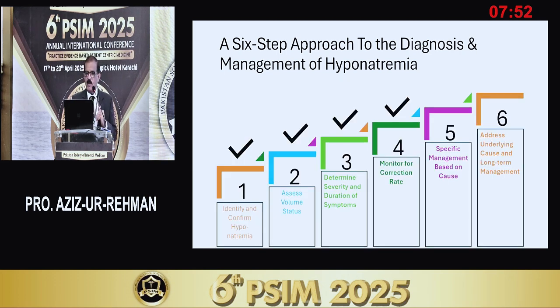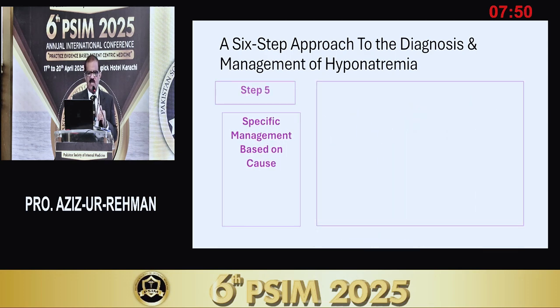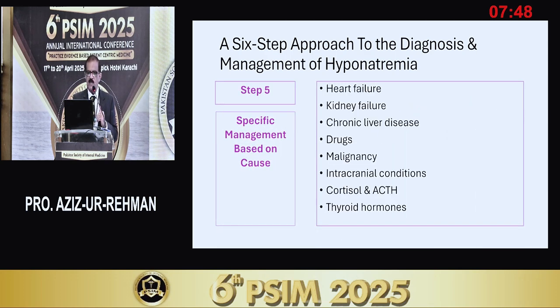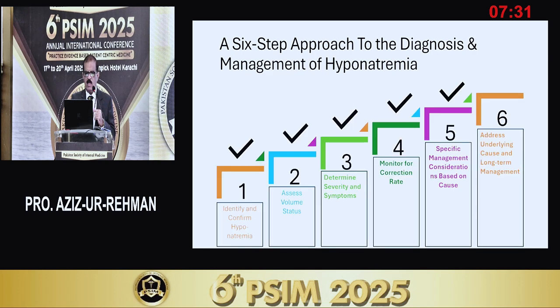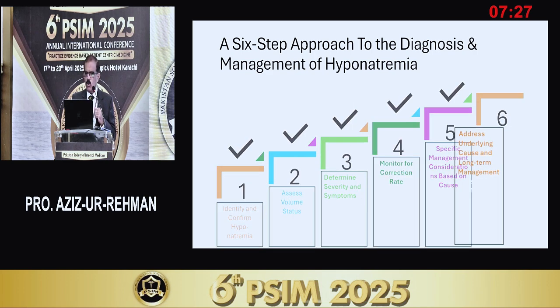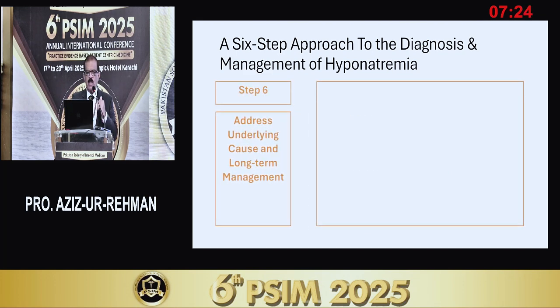So I think we were coming to the end of my presentation. Then specific management based on the cause. If it is heart failure, kidney disease, chronic liver disease, drugs, malignancy, intracranial condition, cortisol, thyroid hormones, it is just common sense that you take appropriate steps to address the underlying cause based on the condition. And the last, address underlying cause and long-term management plan. You address the underlying cause.